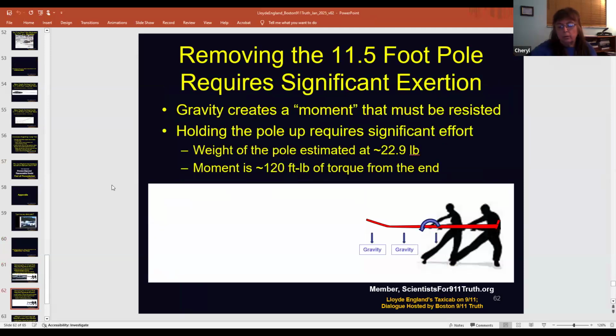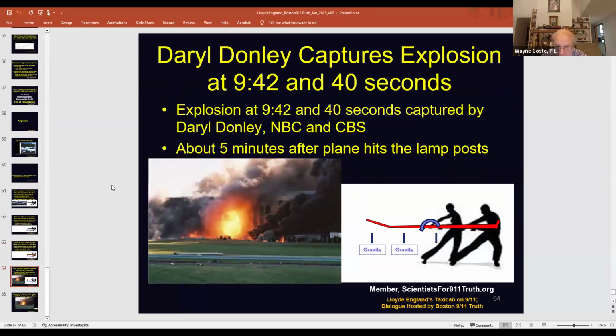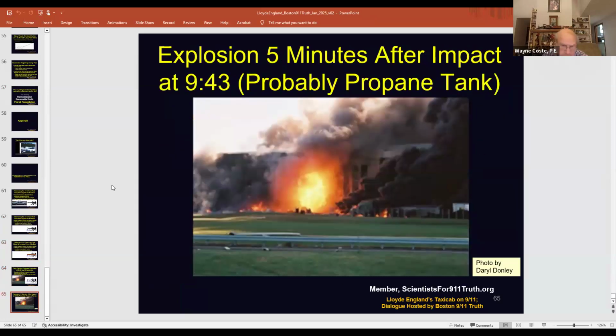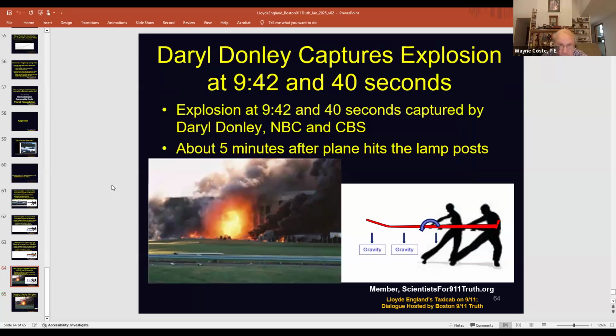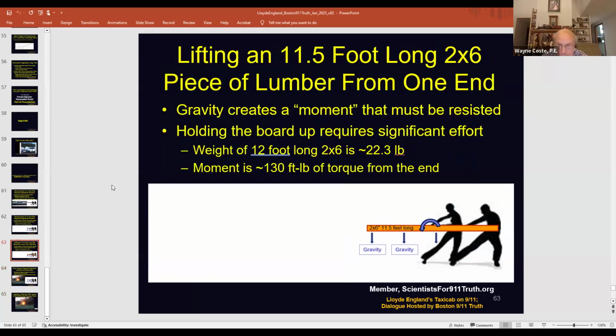So there's an estimate of 30 to 40 pounds then? The weight of a pole is estimated. Holding up a pole requires the weight of the pole, estimated at 22.5 pounds. That would give us a moment arm of 120 foot-pounds for torque. Gravity would have pulled it down. Apparently, when they were pulling it out, there was an explosion, which I think is the Daryl Donnelly one. That was the propane tank. So it was roughly 22 to 23 pounds.